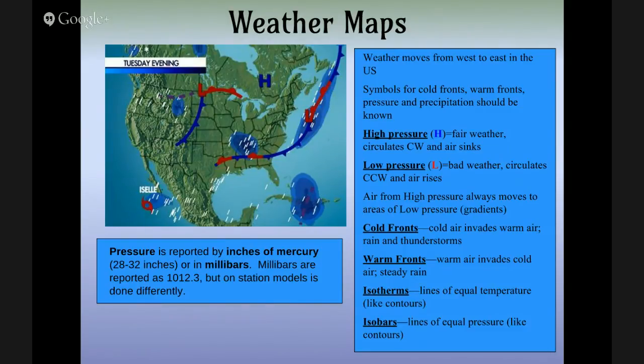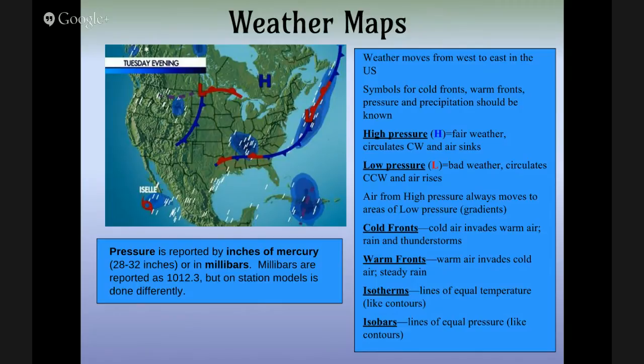Weather moves from west to east in the US, and symbols for cold fronts, warm fronts, pressure, and precipitation should be known. So if you take a look at this map, the blue lines with the little triangles represent cold fronts, and they move in the direction of the triangles. Warm fronts are represented by the little half circles, and they also move in the direction of the half circles.